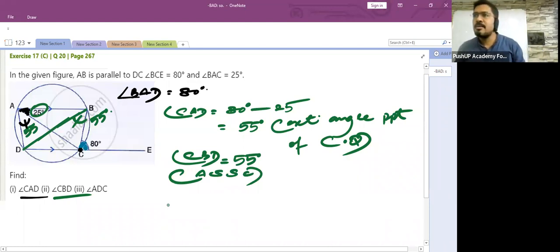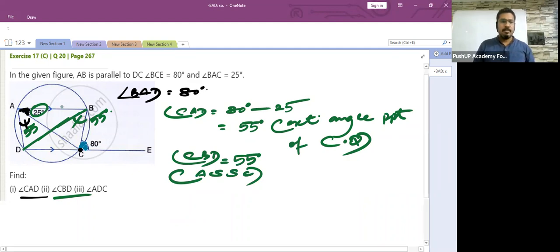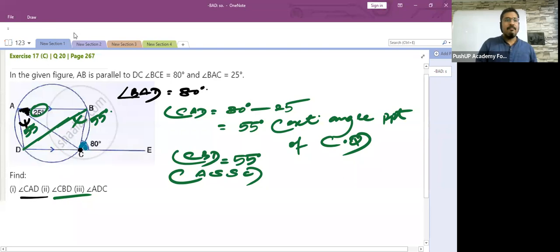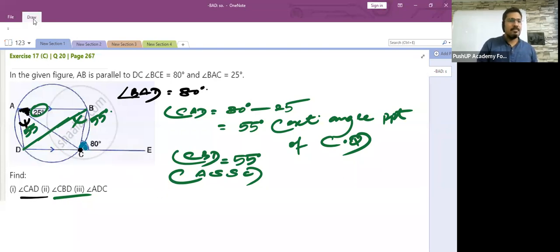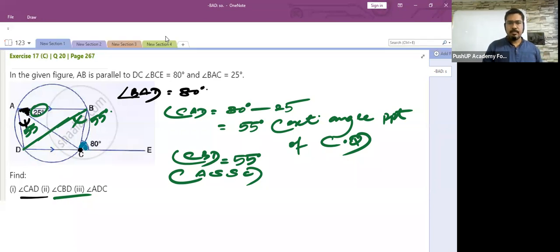DCB will be 100 degrees. This one is 25 degrees. But have they asked you that? No, I think they haven't asked you that. Now, what are they asking us, children? The next one.